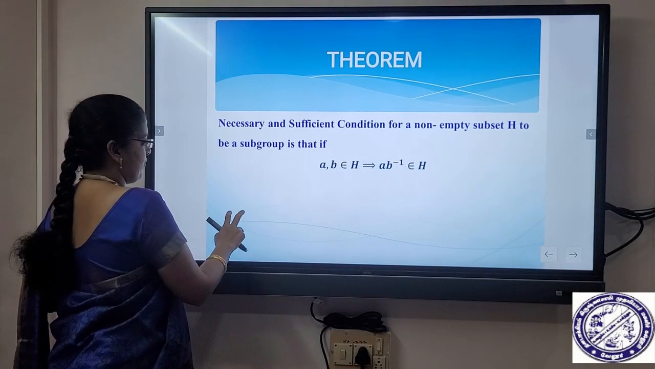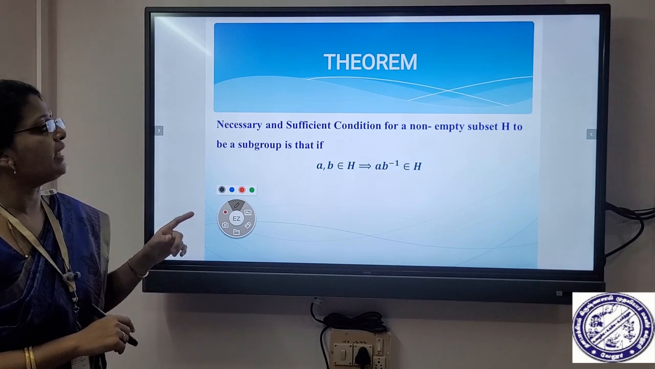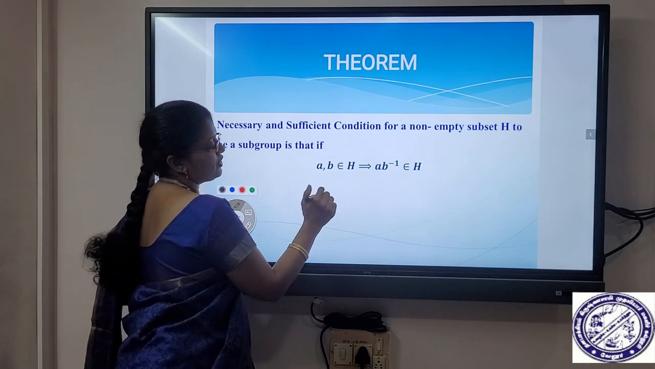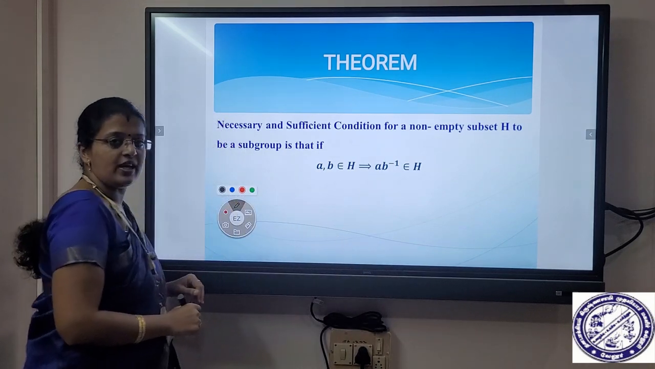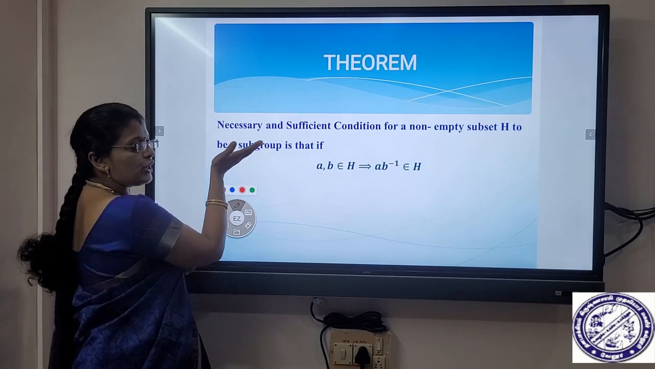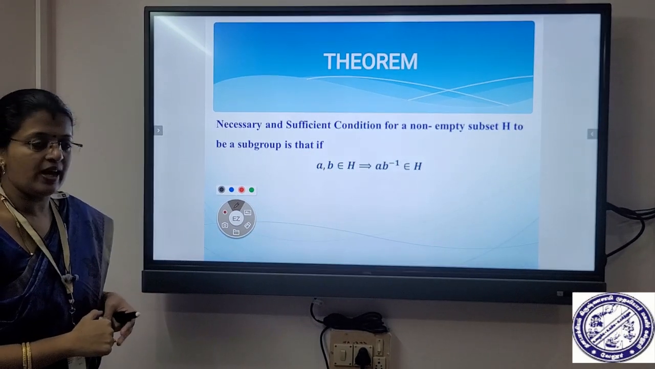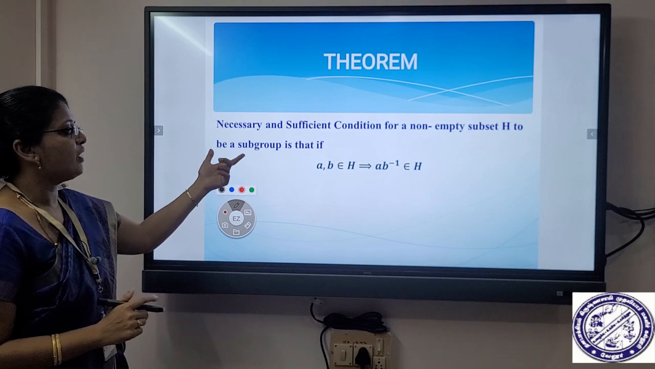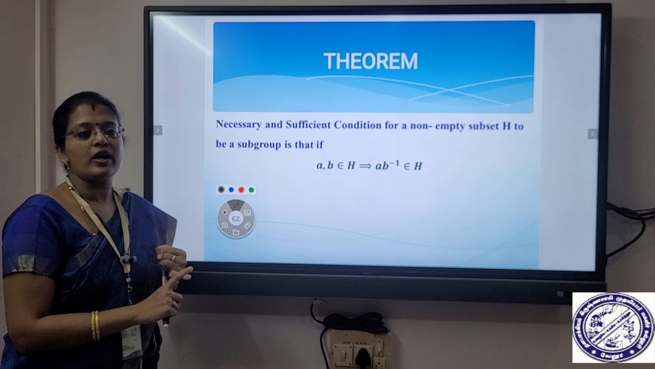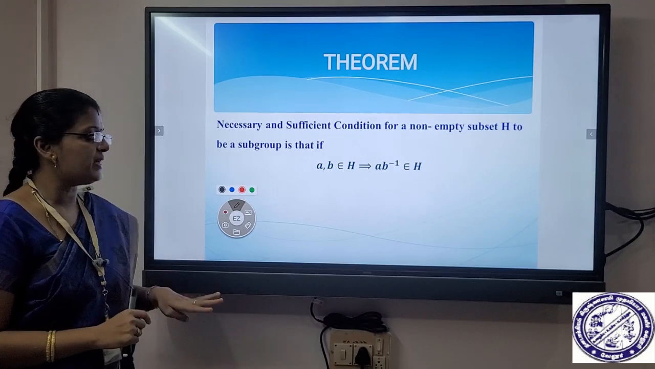The necessary and sufficient condition for a non-empty subset H to be a subgroup is: if A, B belong to H, then A B inverse belongs to H. Here for the necessary part, the same thing: if H is a subgroup, using this statement, we are going to prove the condition A B inverse belongs to H. So first we are going to assume H is a subgroup. Subgroup means four conditions: closure, associative, identity and inverse. All four conditions will be satisfied.